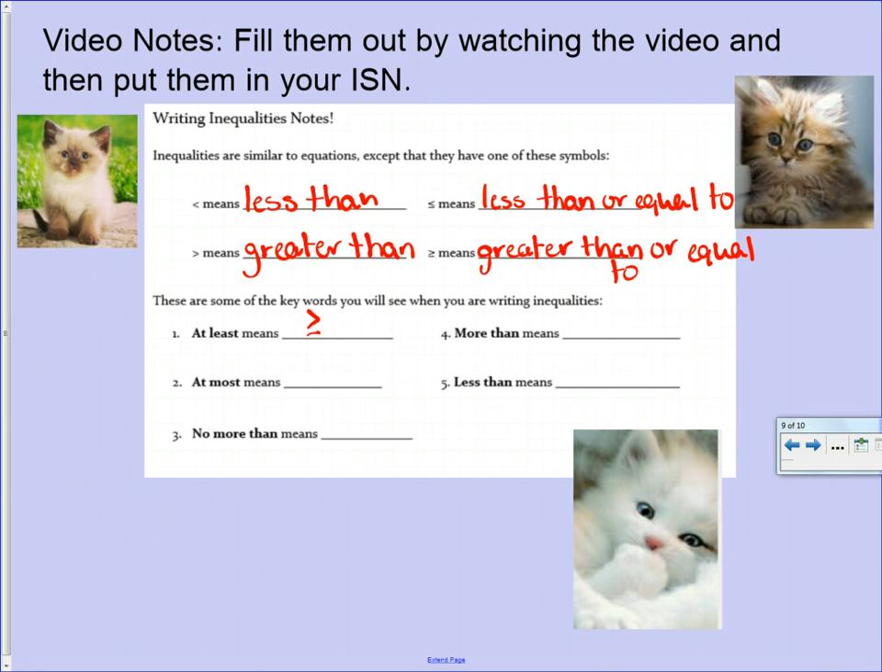At most, less than or equal to. No more than, less than or equal to. If it's just more than, you're going to use greater than, not greater than or equal to, just greater than. And then less than means you're going to use the less than symbol. Like I said, these are the most common phrases you'll see when you're writing an inequality. So if you're not sure, just remember, go back and check your notes.